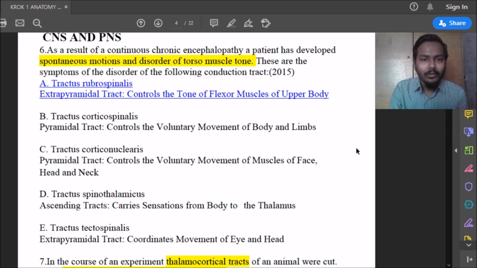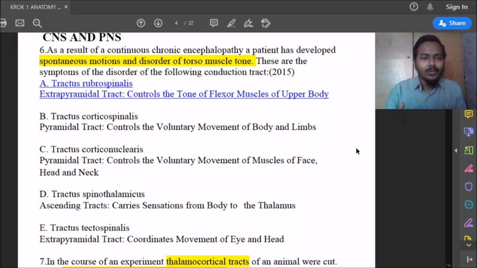As a result of continuous chronic encephalopathy, a patient has developed spontaneous motion and disorder of torso muscle tone. These are the symptoms of the following conduction tract. So torso, upper body, which is like a trapezoid in the back. Why? Because the tractus rubrospinalis, which is an extrapyramidal tract, controls the tone of flexor muscles of the upper body.